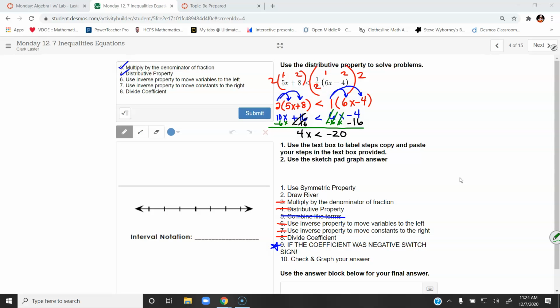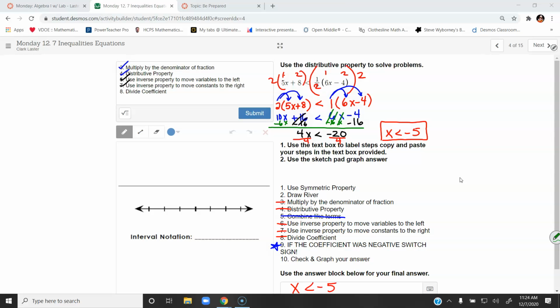All right? So we've done both of these. And the last thing I have to do is divide by the coefficient. The coefficient in this case is 4. So I'm going to divide both sides by 4. That is a positive 4, so I do not flip the sign. So this is going to be x is less than negative 5. Okay, so I'll put that down here into this box. So I'll put x is less than negative 5 in the box.